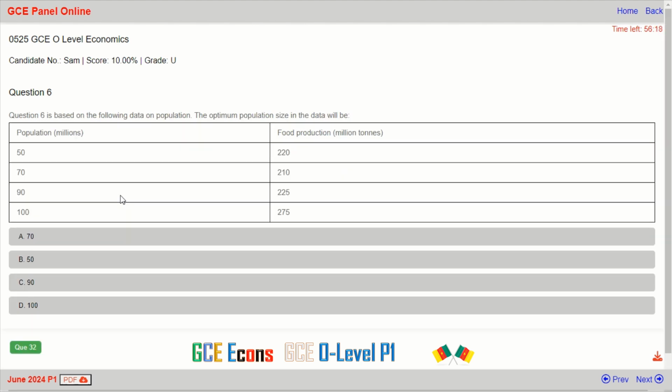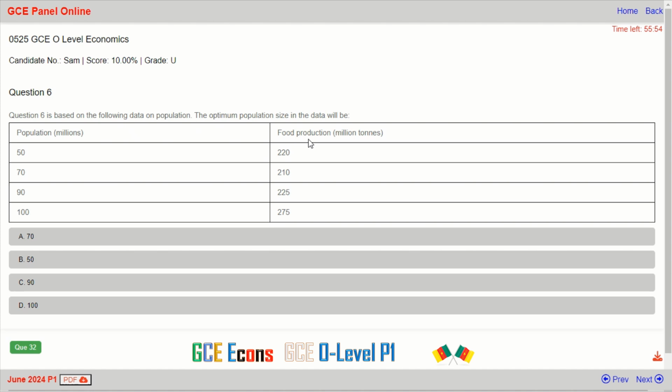Question 6 is based on the following data on population. So what is the optimum population size? Here we have the population and we have food production. The optimum population size is going to be where we have the highest value of the quotient of food production on population.